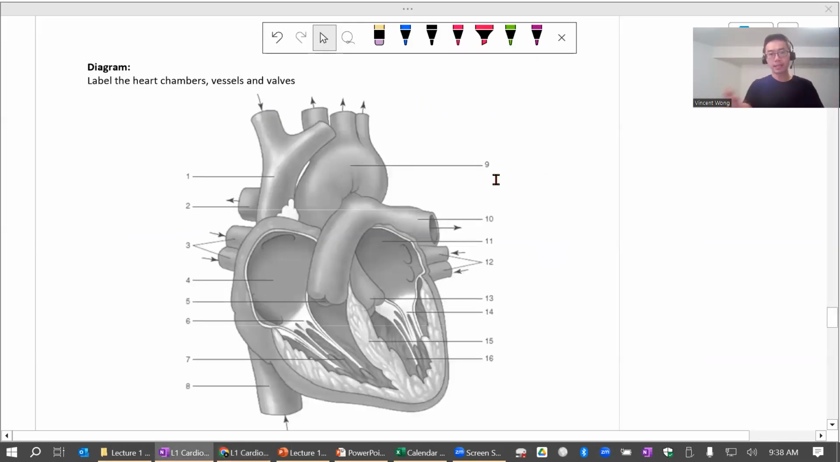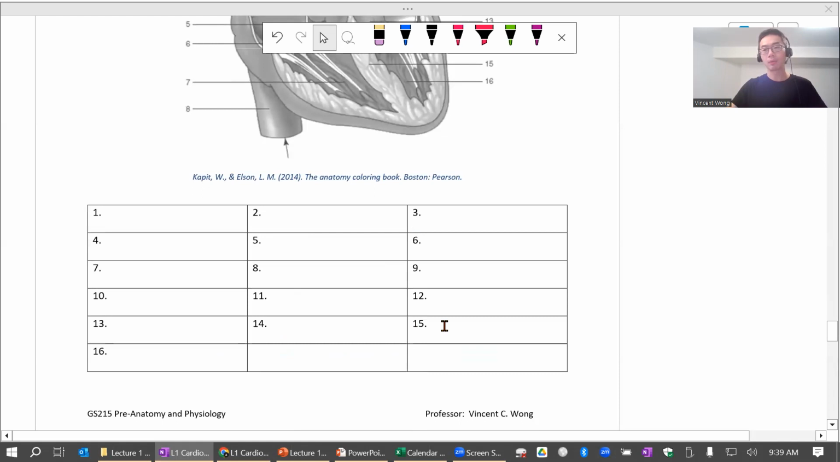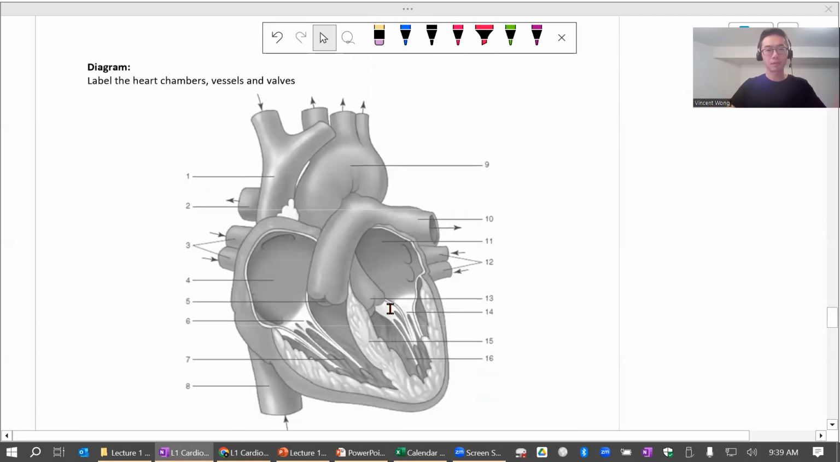Now, for me, it's easier to just write the names right next to the structure. For you, you might want to put it in the box, so that when you're studying, you can cover the answers up and then recite it yourself. Do whatever you want, doesn't really matter.